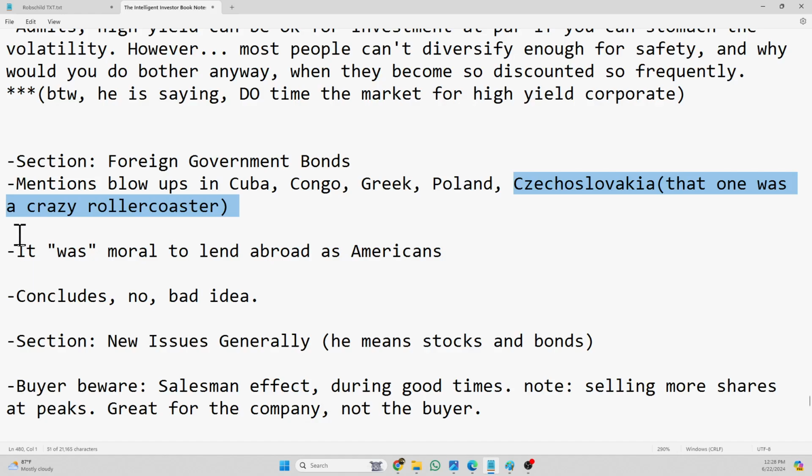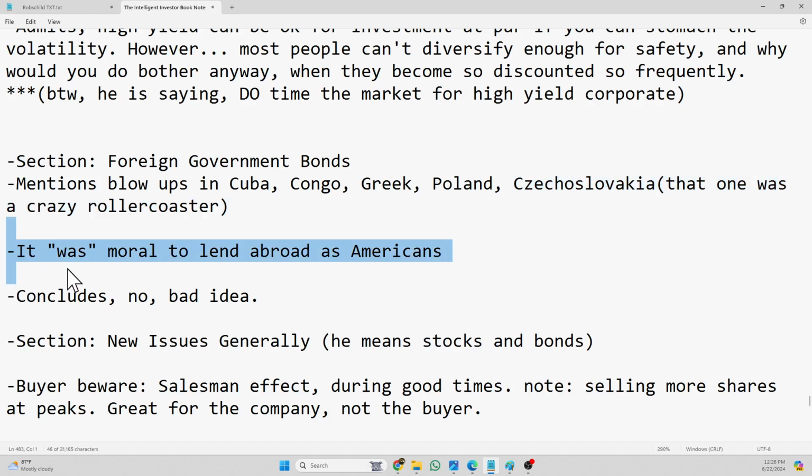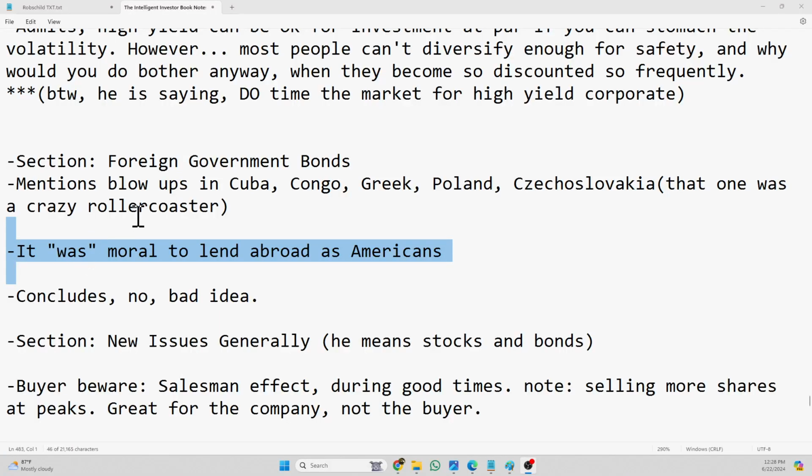So he mentions, and I find this fascinating, even in 1972, it was considered to be moral for some investors to lend abroad. As Americans, having the central reserve currency, it was like, yeah, we won the war, we're the king of the world, the world reserve currency is the dollar, and so we've got to lend our money. It was like a moral obligation to lend your money to foreign governments for bonds.